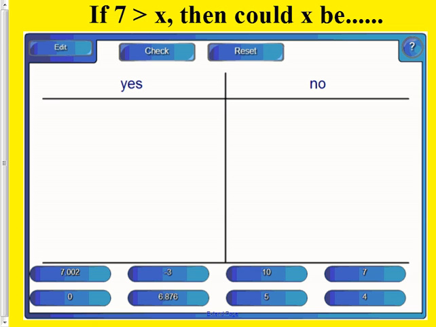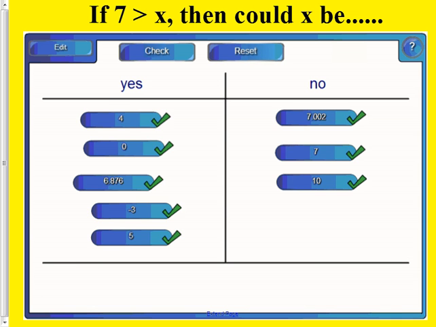All right, let's look at another one. If 7 is greater than x, then x could be. Try this one and see what you come up with. This one is a little tricky. Think about this for just a minute. If it says 7 is greater than x, think about putting each of these numbers over on this side where that x was.